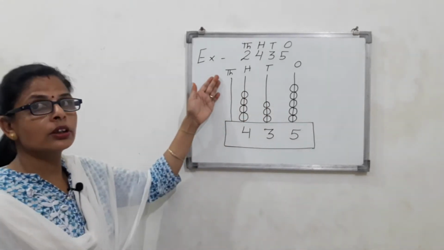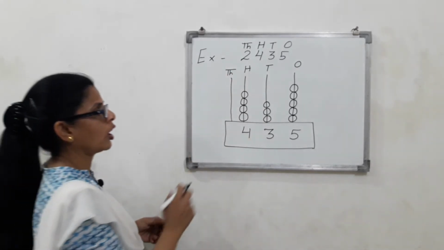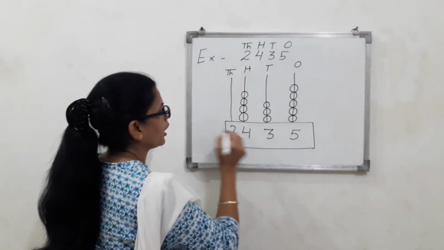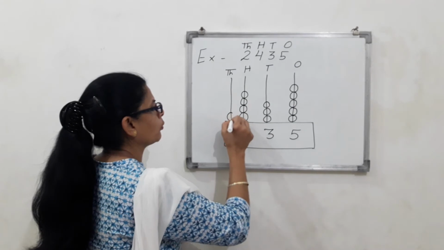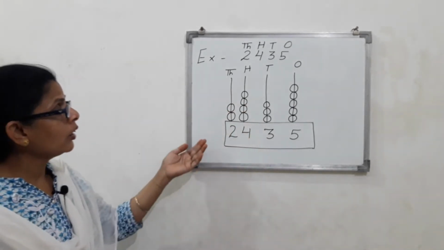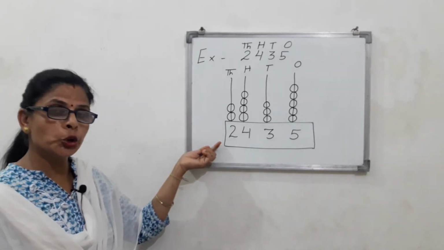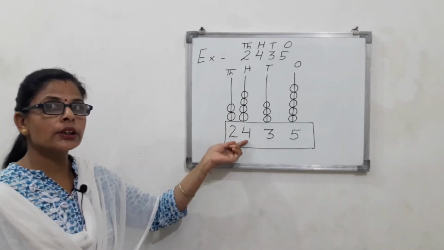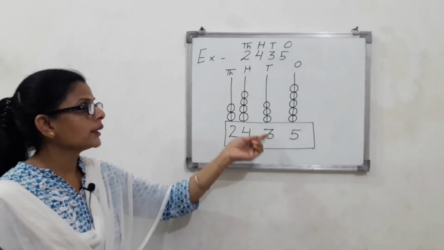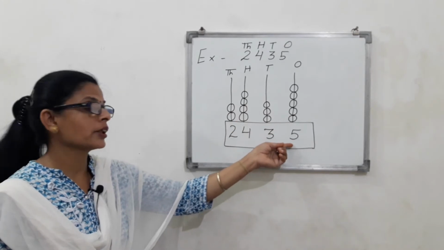Now on the thousand place, what is the digit written? 2. So how many beads do we have to make? We have to make 2 beads. 1, 2. Right? So now you can see that in the thousand place 2 is written, on the hundred place 4, in the tens place 3 is written and on the ones place 5 is written.